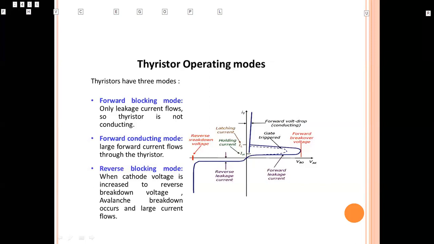Whenever you consider the blocking mode for a device, whenever the device is not capable of providing conduction of current or mobility of electrons, that particular state of the device is considered the blocking state or off state of the device, isn't it?